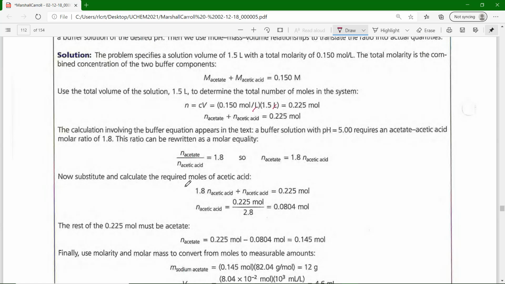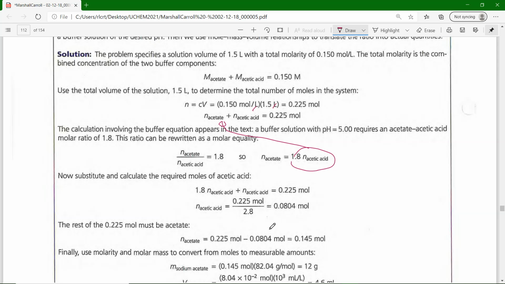So we know that the acetate is 1.8 times acetic acid, right? So that 1.8 acetic acid plus acetic acid is the total number of moles, 0.225. So add them together, you get 2.8 acetic acid is 0.225. So the moles of acetic acid is 0.225 over 2.8. So we're actually doing a substitution here. So moles of acetic acid is 0.0804, and the acetate would be 0.225 minus 0.0804.